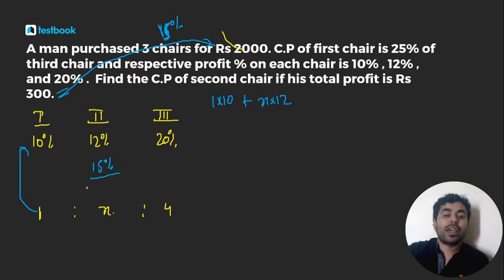This is the weighted average approach. Weighted average, we are trying to find the average profit percent, which is 15%. So what we are going to do, we are multiplying with the ratio: 10 into 1, 12 into x, and 20 into 4, divided by 5 plus x, should be equal to 15. Because 4 and 1 will give you 5, and plus x, the total quantity or total CP.